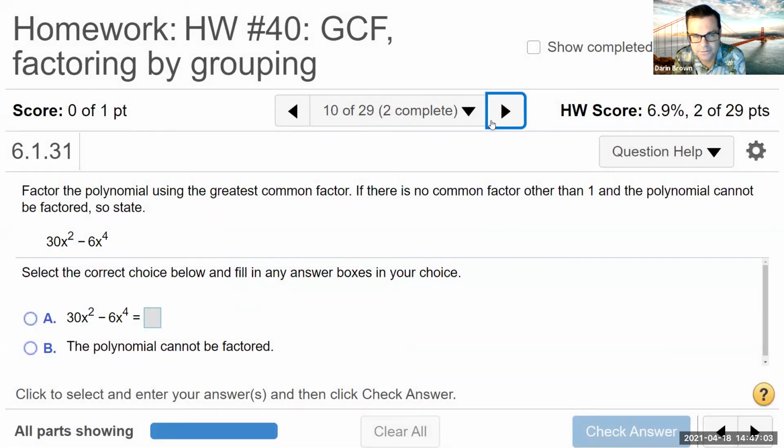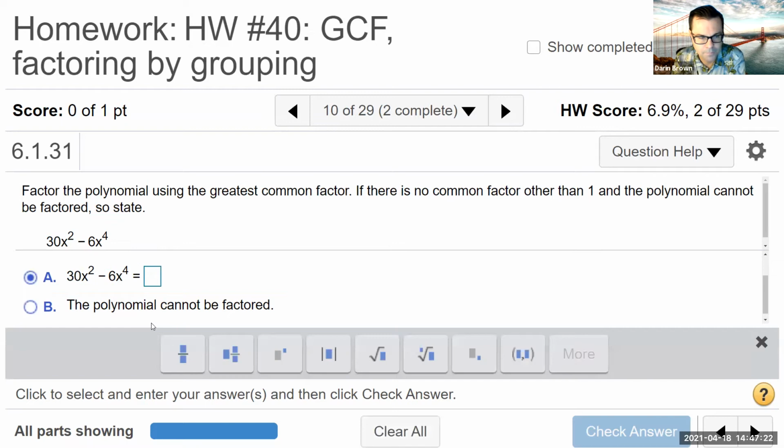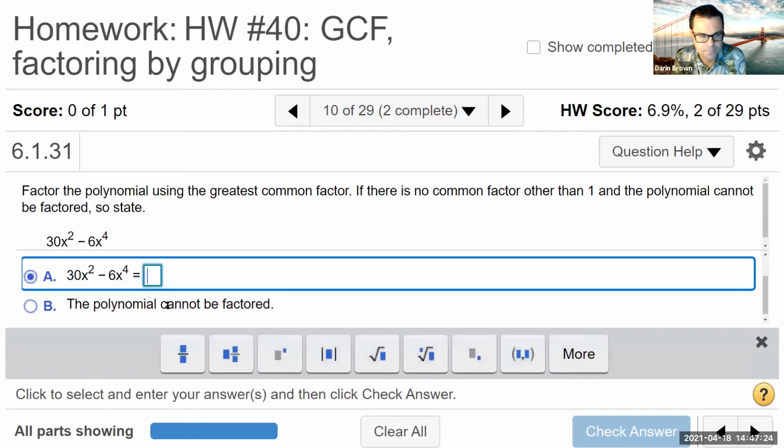Okay, I'm not going to do every single one here. Actually, let's look at this one. If you want to pause the video or just take a minute here, see if you can factor this. This one has numerical and variable powers to factor out. All right.